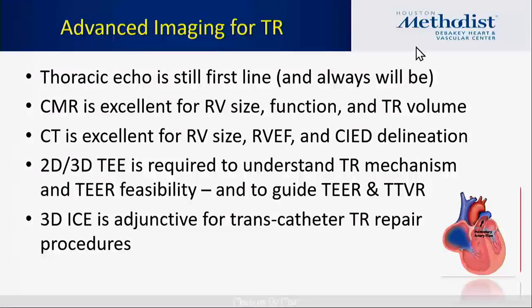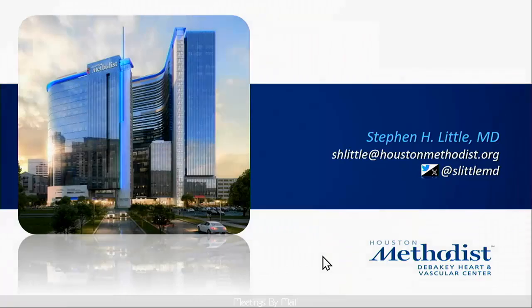So finally, advanced imaging for TR. Transthoracic echo is still the first line, and I think probably always will be. CMR is really excellent for RV size, function, and for TR volume in a very reproducible way. CT is excellent for RV size, RV EF, and for any electrical devices you want to delineate. 2D, 3D TEE is required, I think, to understand the mechanism of TR and to select patients appropriately for transcatheter interventions, that's a very established protocol. It takes a bit of work. And then 3D ICE is adjunctive for all transcatheter repair procedures. So I'll stop there. Thank you very much.